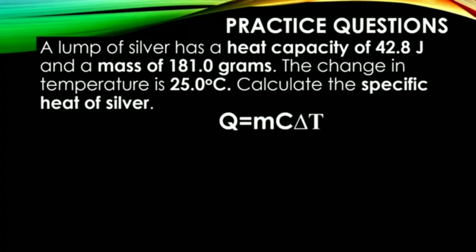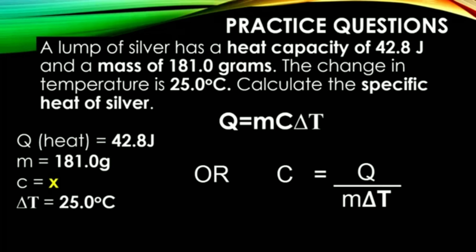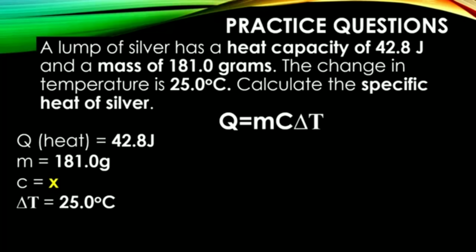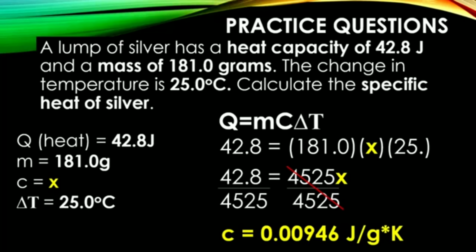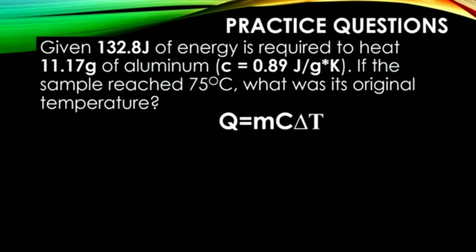In this example, a lump of silver has a heat capacity of 42 joules and a mass of 181 grams. The change in temperature is 25. The first thing you must do is set up a variable table. We are given heat, mass, and the change in temperature. Because we are not dealing with water, we cannot use this heat capacity of 4.18. We substitute and solve. Notice that silver has a very small heat capacity, meaning it quickly heats up and quickly cools down compared to water.